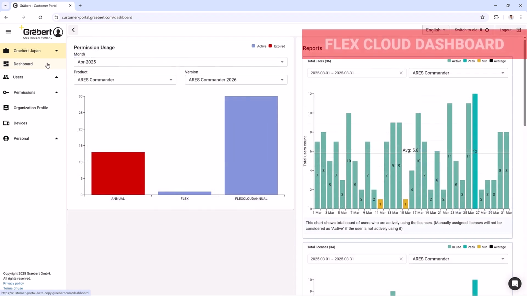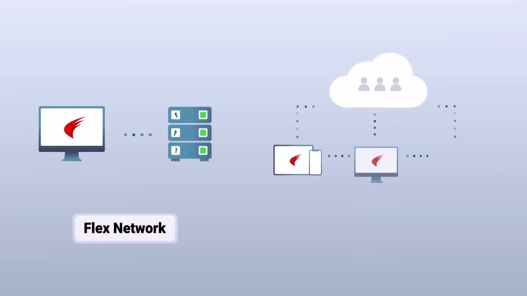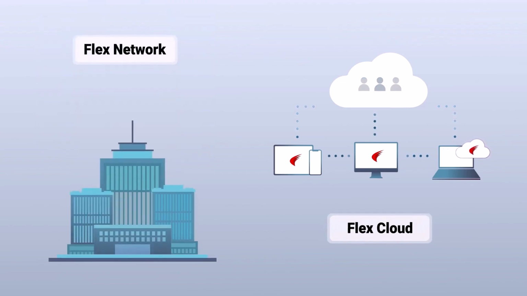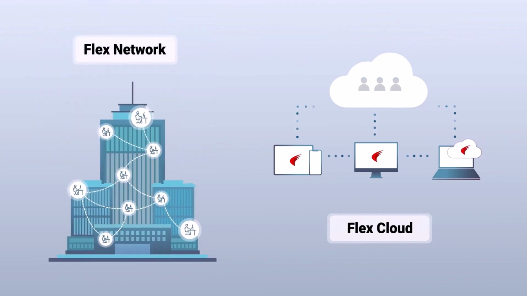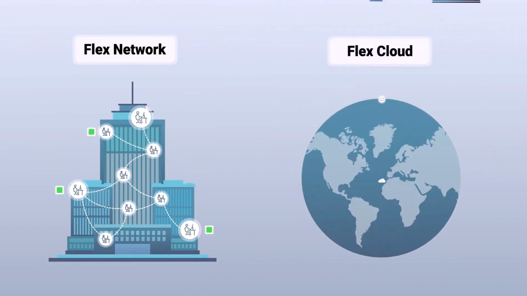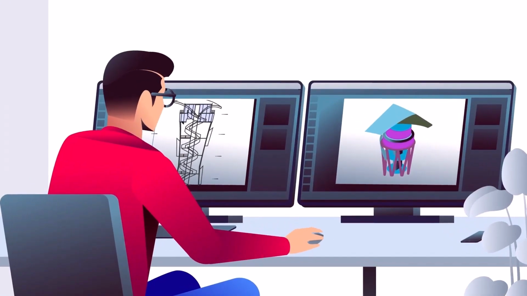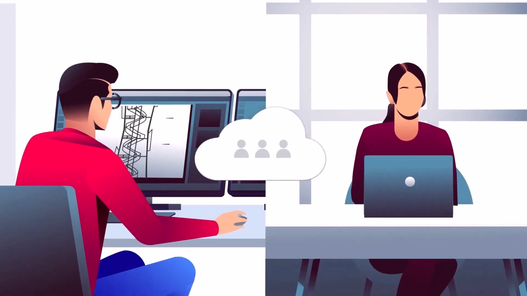Next, let's explore the FlexCloud License Dashboard. Exclusive to ARES, the FlexCloud license lets companies share a pool of licenses over the Internet, just like a network license, but without location restrictions. Users can work seamlessly from the office, at home, at a customer site, or even in another country. Sharing CAD licenses has never been easier.